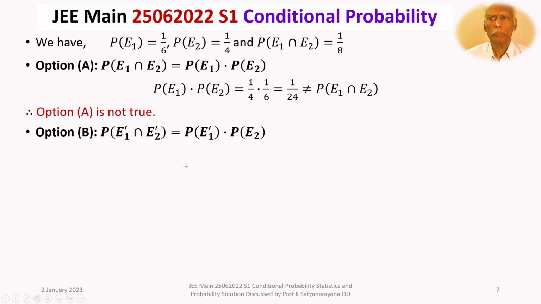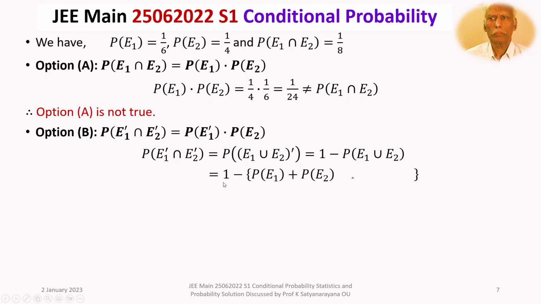Is it true? So let's verify. Probability of E1 complement intersection E2 complement is equal to probability of (E1 union E2) whole complement. This is De Morgan's law in set theory. So the probability of (E1 union E2) complement is equal to 1 minus probability of E1 union E2.